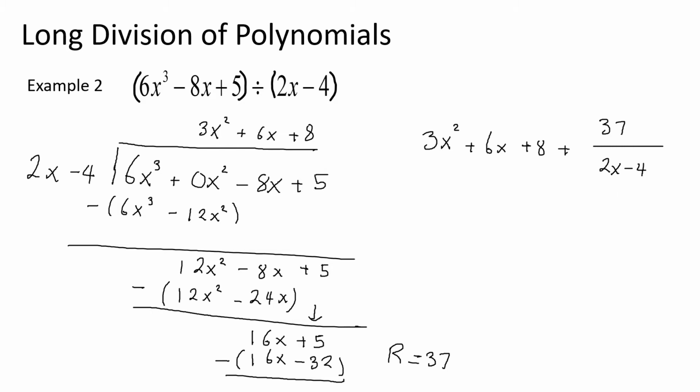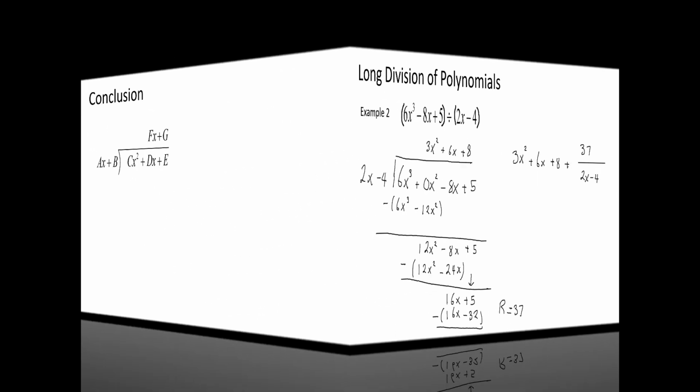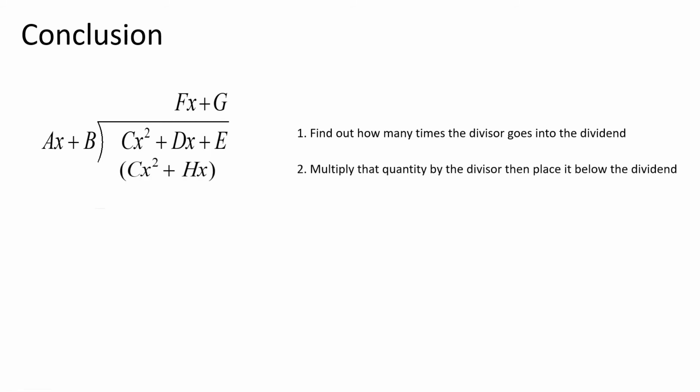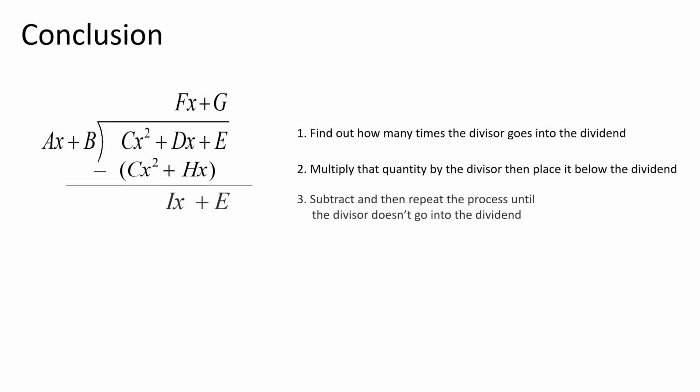After looking at two examples, we could see that there is no difference between dividing polynomials and numeric values. We're doing the same process. First step will be finding out how many times your divisor goes into your dividend. Once you figure out how many times it goes into the dividend, multiply that number by the divisor and subtract, then repeat the process.